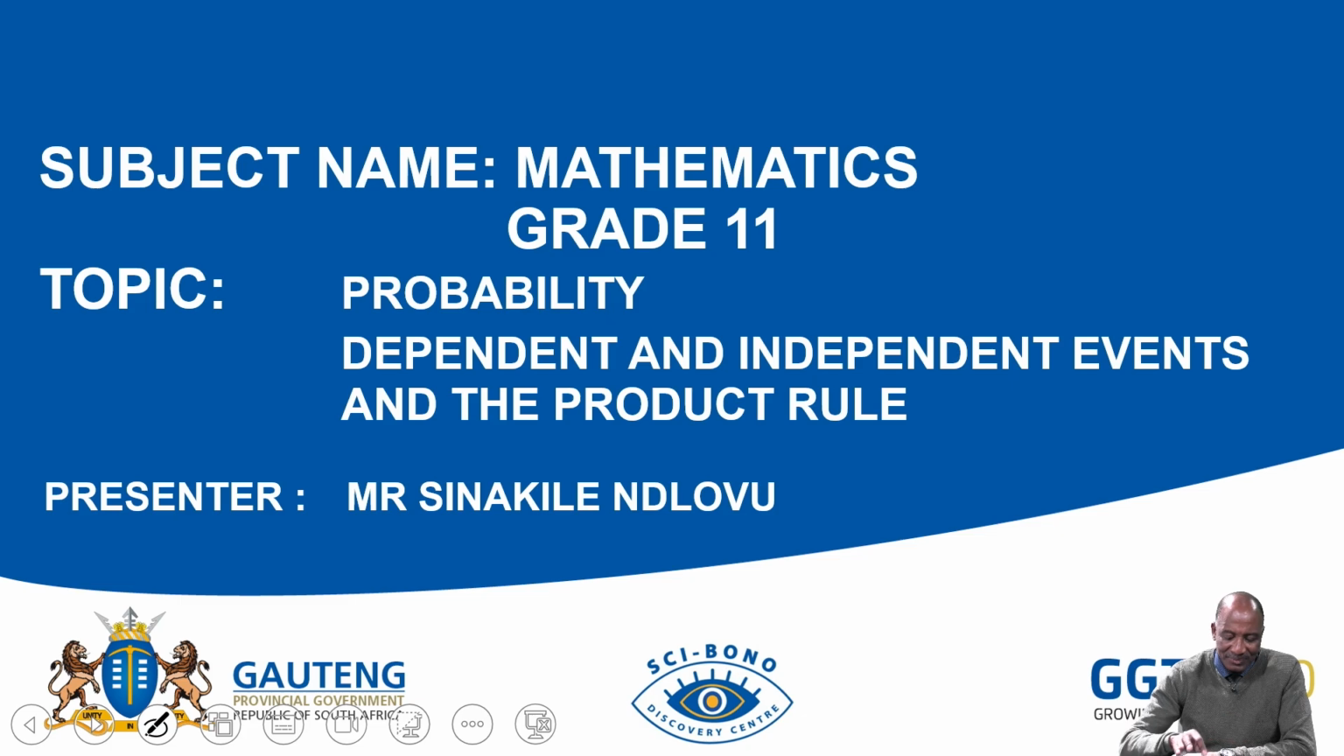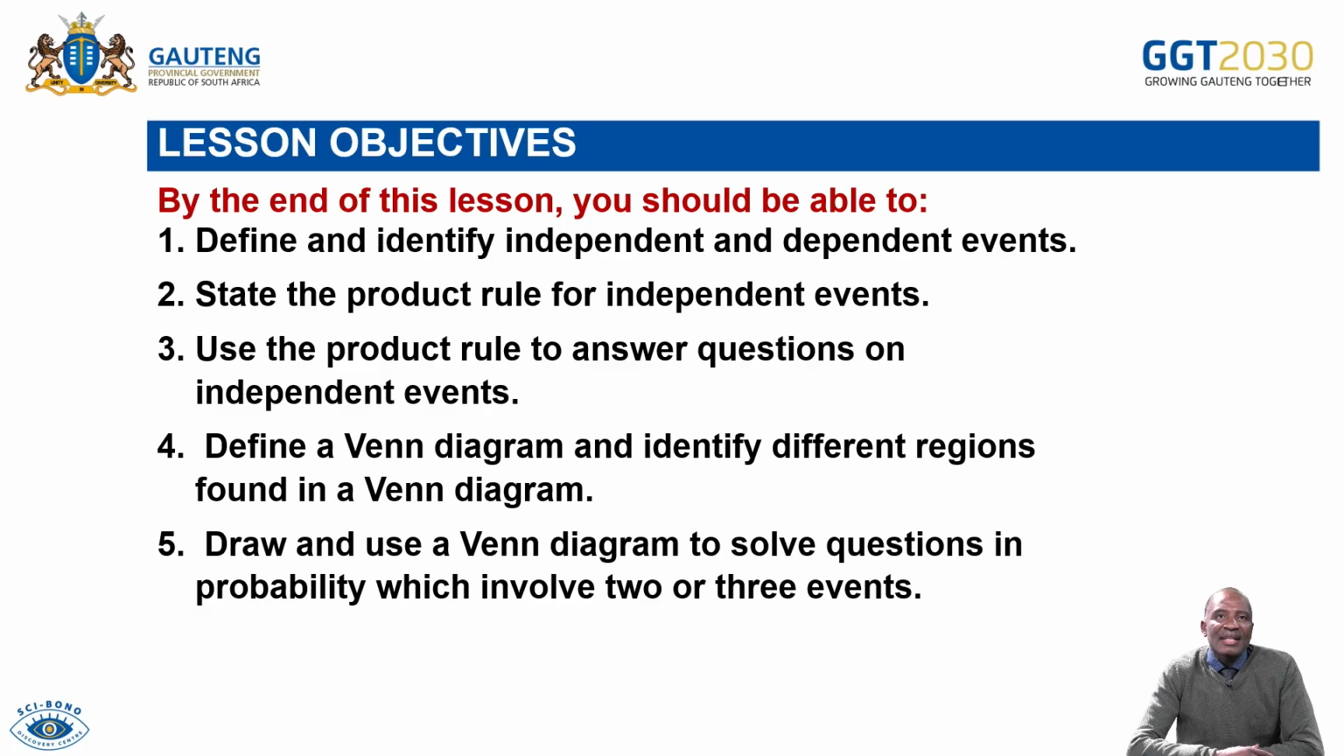probability questions. We are saying by the end of this lesson, you should be able to define and identify independent and dependent variables or events, state the product rule for independent events, use the product rule to answer questions on independent events, define a Venn diagram and identify different regions found in a Venn diagram. You also need to know how to draw and use a Venn diagram to solve questions in probability which involve two or more events.